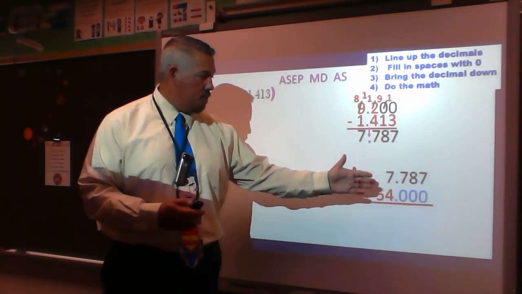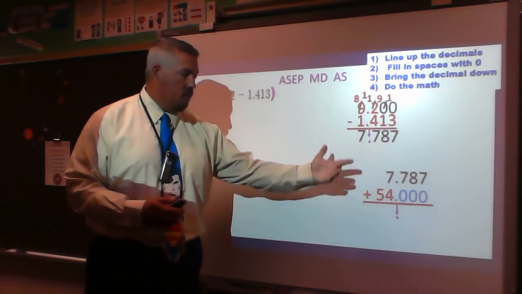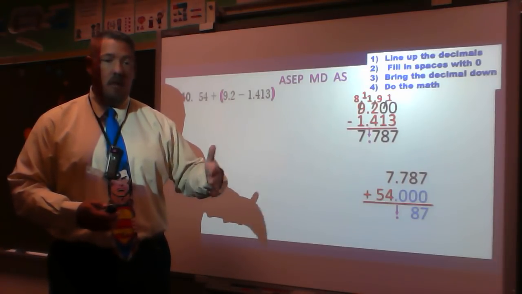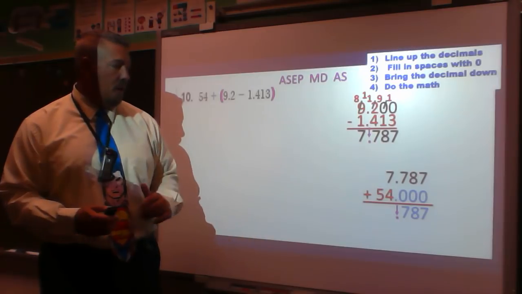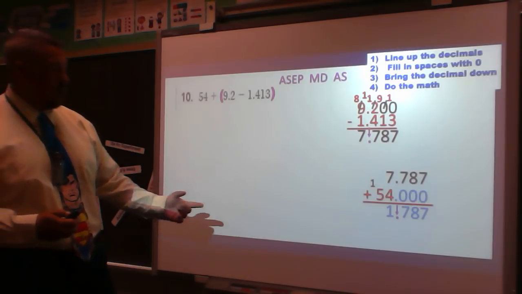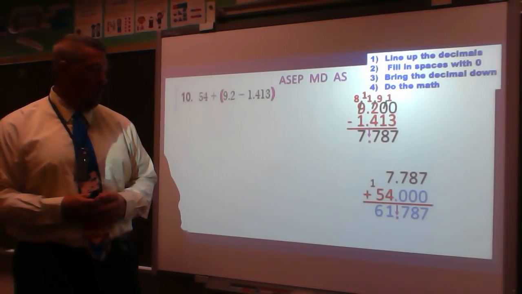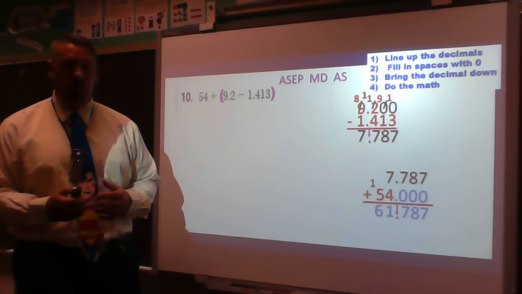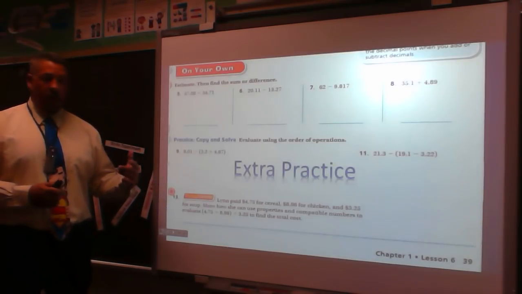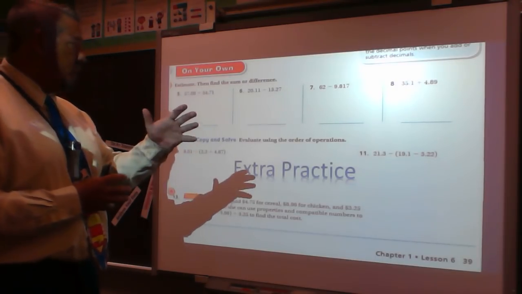Once it's lined up with my decimals, I have my zeros filled in. I bring my decimal down, and then I'm adding, so I can add straightforward. 7 and 0 is 7, and 8 and 0 is 8, and 7 and 0 is 7. Those are pretty easy. Then I have 7 and 4, which is 11, so I carry my 1, and then 1 and 5 is 6. So I end up with 61 and 787 thousandths. When I get to that final answer, if I'm not caught up, then I just have to pause the video and make sure that I get it filled out.